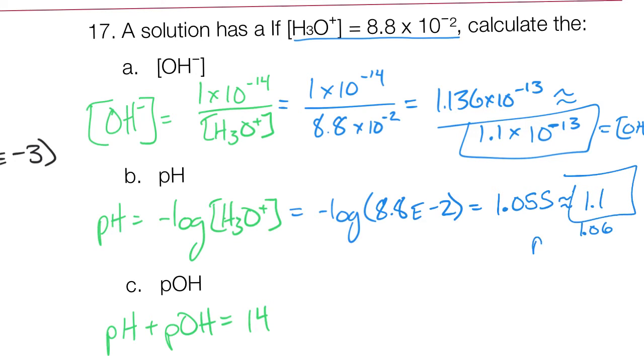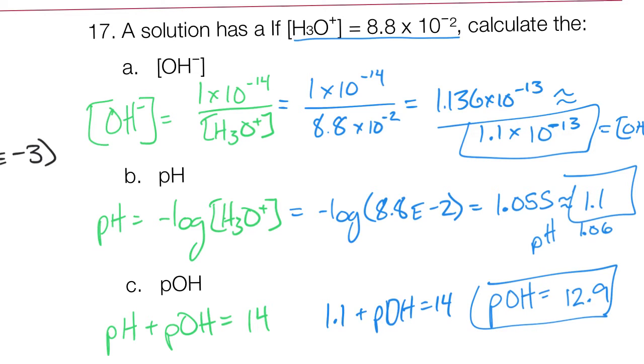And that's my pH. The last thing it asks for is the pOH, and the simplest way to find that would be to use the previous answer and plug it into this formula that we just used, the fact that pH and pOH should add up to 14. So you would take that 1.1 and subtract it from 14, and you get 12.9 for the pOH.